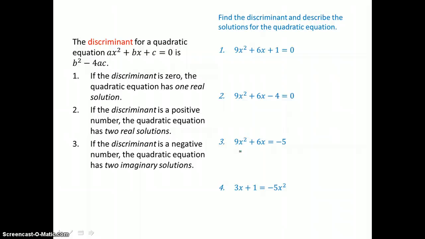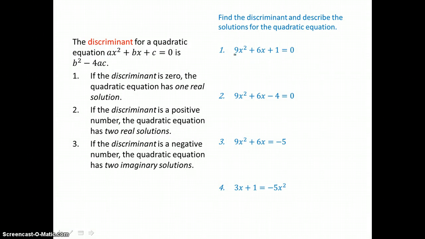Okay, here we're going to use the discriminant, and the discriminant for a quadratic equation is b squared minus 4ac. That's found underneath the radical in the quadratic formula. If the discriminant is 0, we know the quadratic equation has one real solution. If it's positive, the equation has two real solutions, and if it's negative, the quadratic equation has two imaginary solutions. So let's look at the first example.